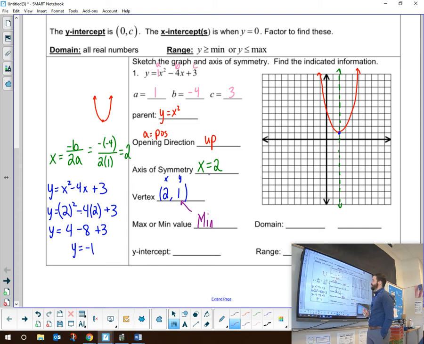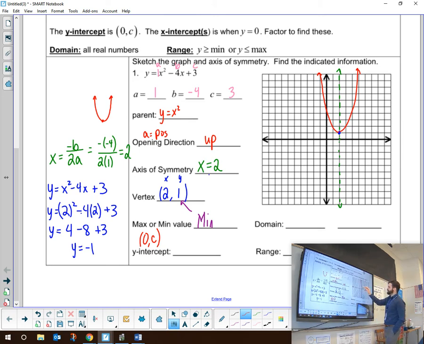Lastly, my y-intercept. My y-intercept is whatever c is. So your y-intercept is going to be whatever c is. It's going to be 0, comma, whatever your c is. In this case, my c is 3. Hey, that kind of makes sense.